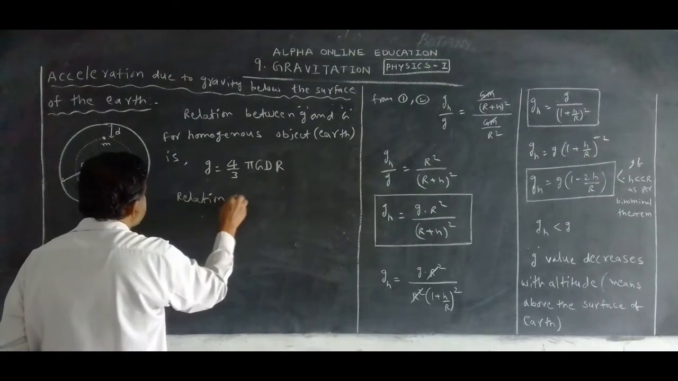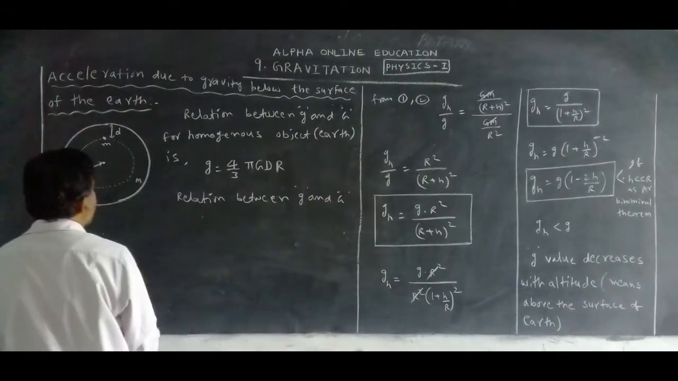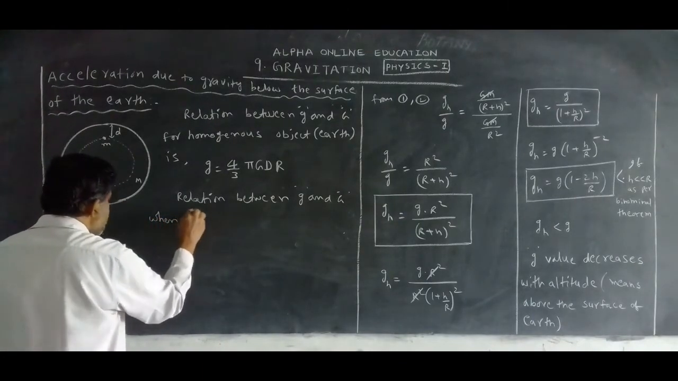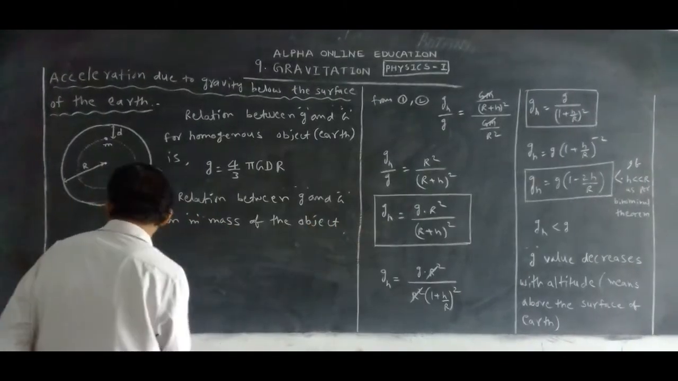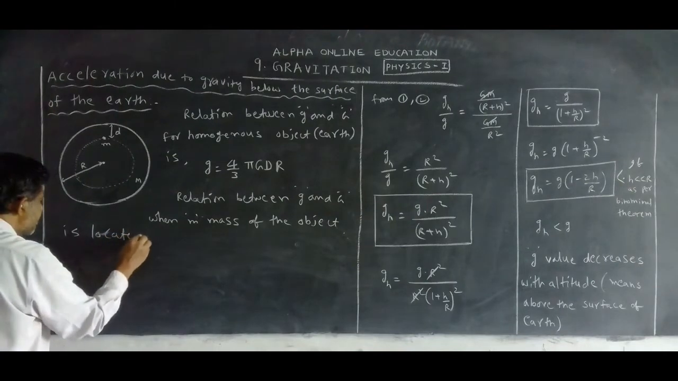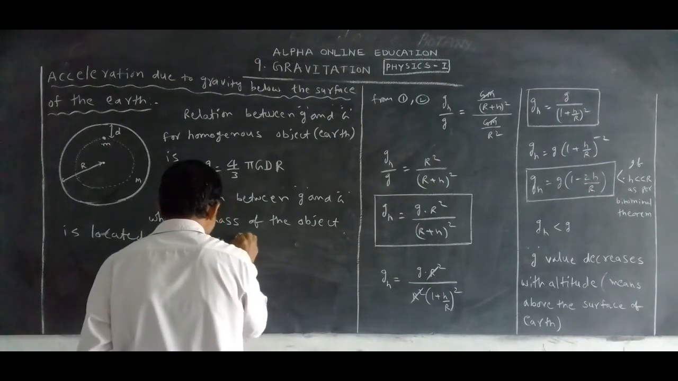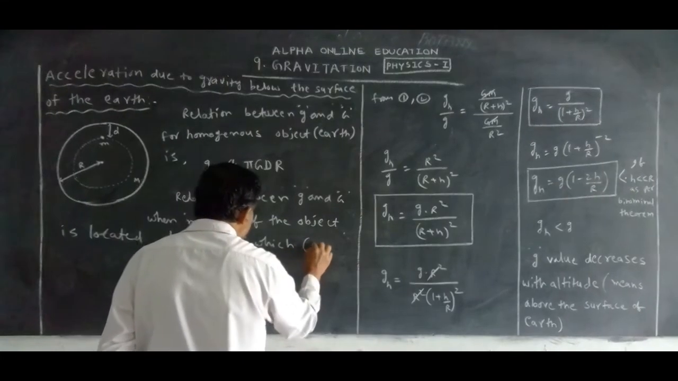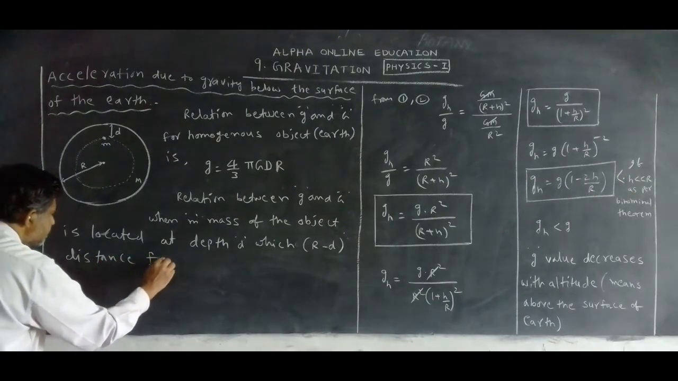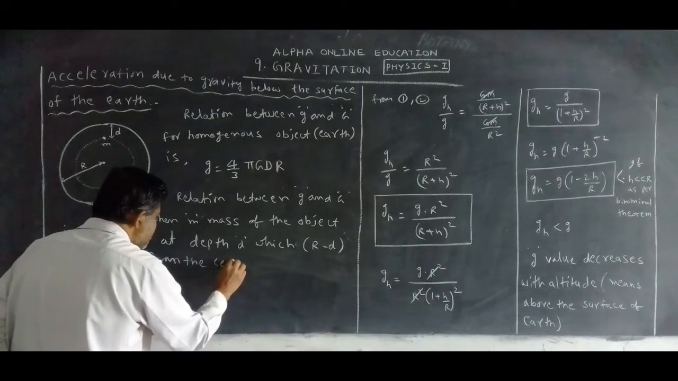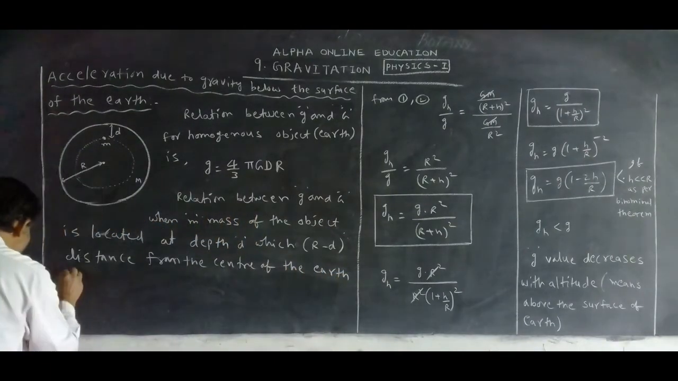Now, the relation between small g and capital G when the m mass of the object is located at depth d, which is R minus d distance from the center of the earth. Now what can we write?